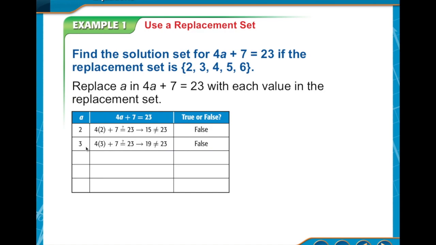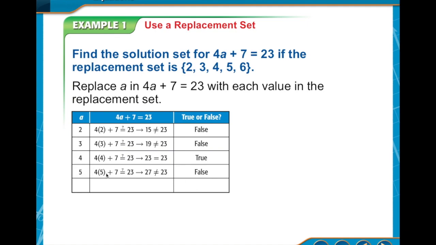Now we can check the next value. If we plug in a 3, what do we get? Well, 4 times 3 is 12, plus 7 is 19. Now is this a true statement? Does 19 equal 23? Definitely not, so that's also a lie. If we plug in a 4, we see the statement is true. We get 16 plus 7, that's 23. 23 does equal itself. That is a true statement. So we know the number 4 in our set works.